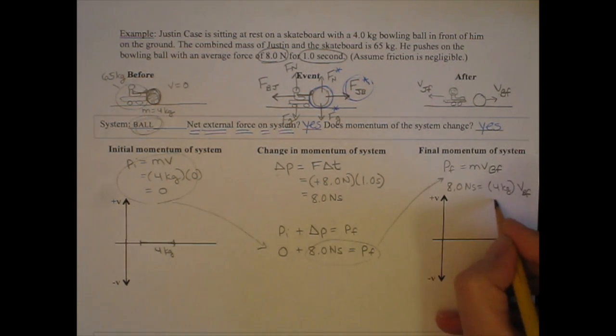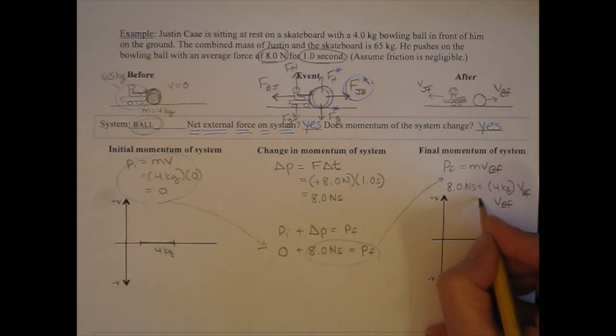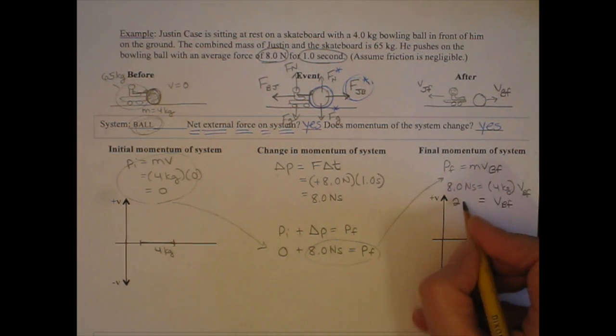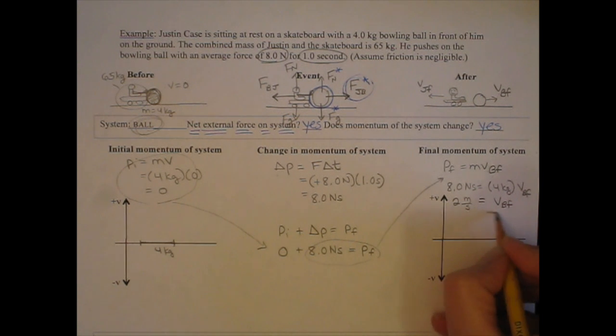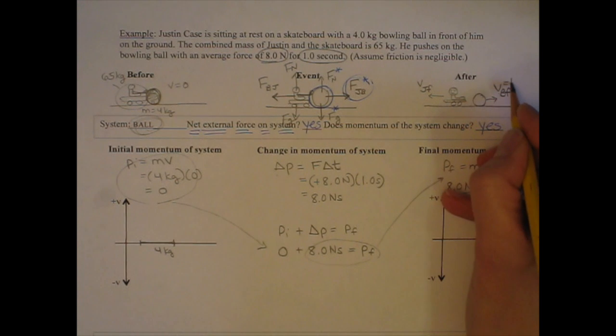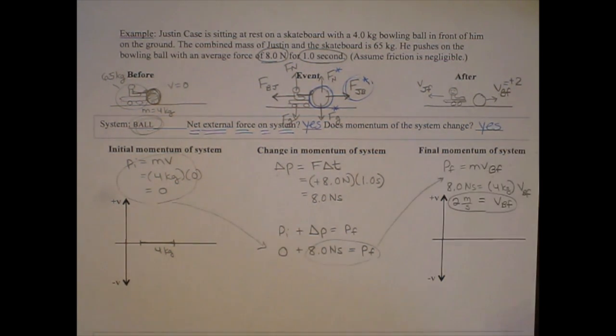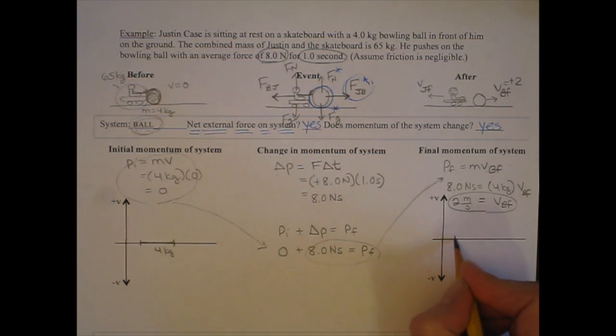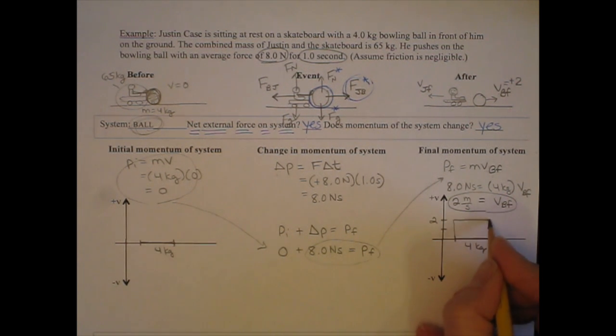So solving that, we can see that the final velocity of the ball is equal to 2 meters per second. And that's positive, so that's telling us that the ball is moving to the right at 2 meters per second. And so afterwards we can draw this: it has the same mass, 4 kilograms, but the velocity is 2. So afterwards the momentum looks like this, it has a momentum of 8.